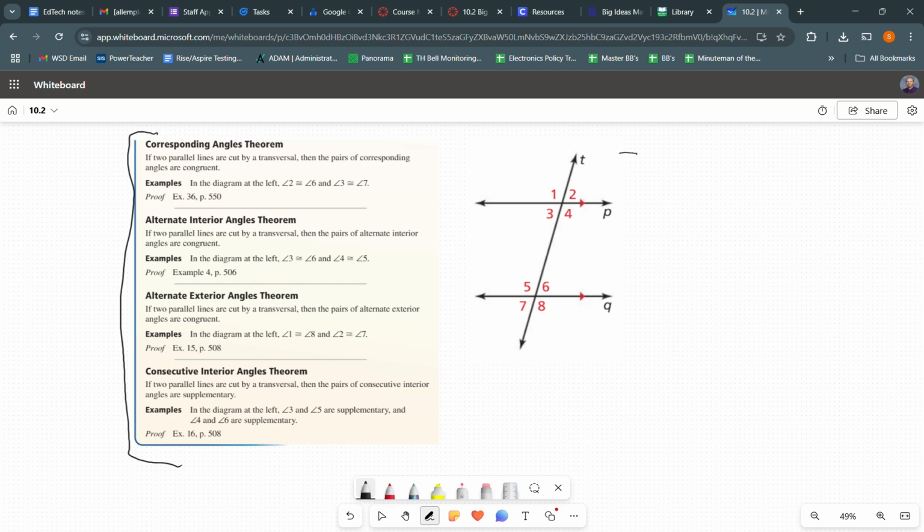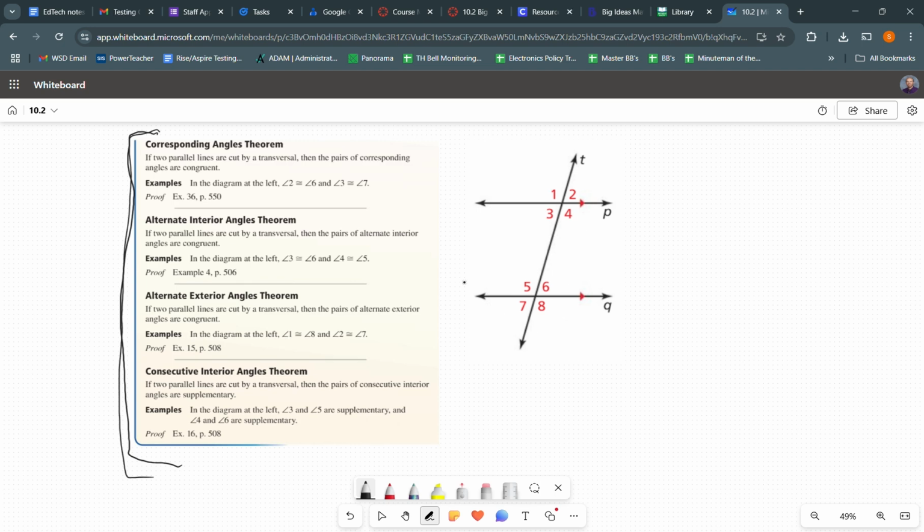And we have this line that crosses both of them. It is what is called a transversal. So a transversal is simply a line that crosses through two other lines. And in this case, when it crosses through those two parallel lines, we get two sets of angles. And all of these theorems refer to those sets of angles right there.